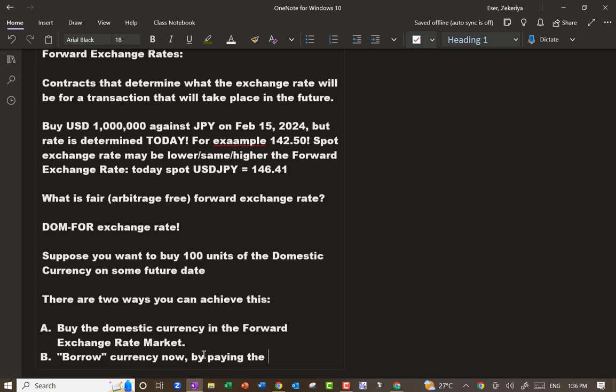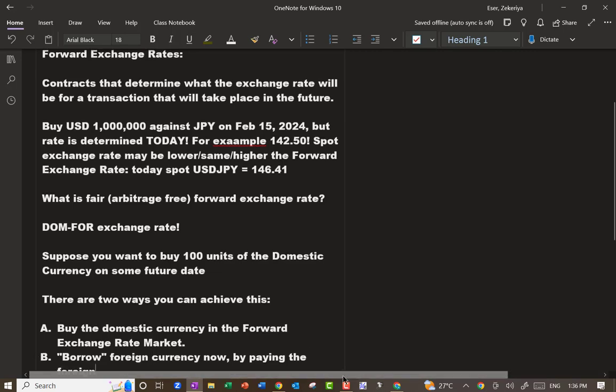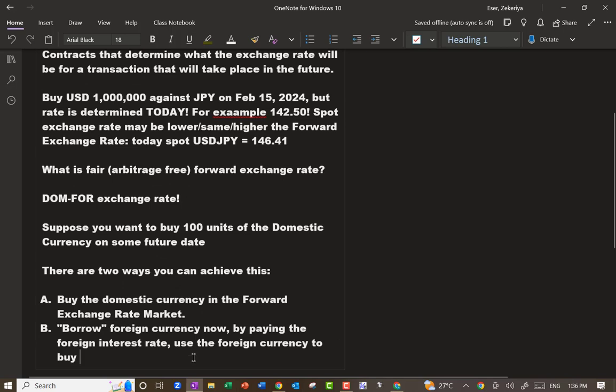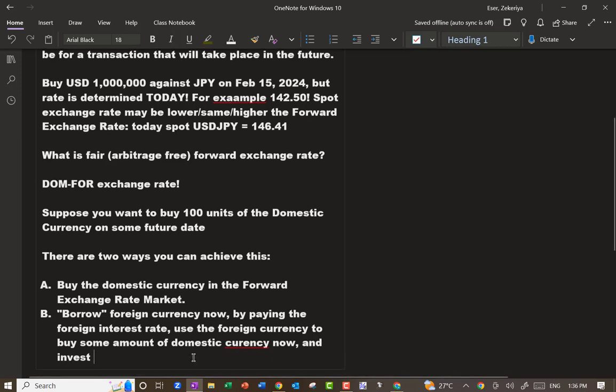Borrow the foreign currency by paying the foreign interest rate, use the foreign currency to buy some amount of domestic currency now, and invest that at the domestic interest rate until you need it.